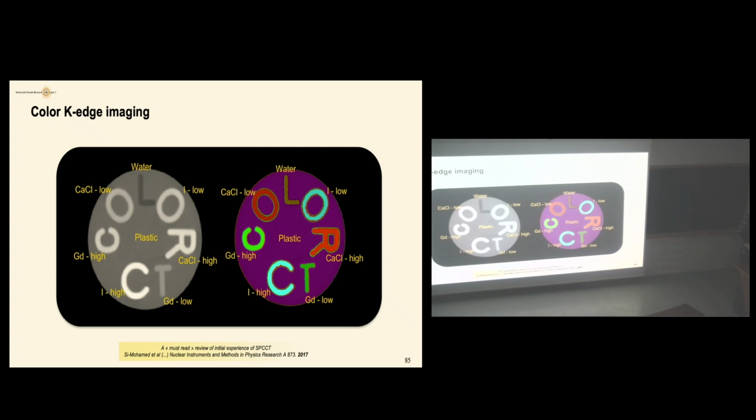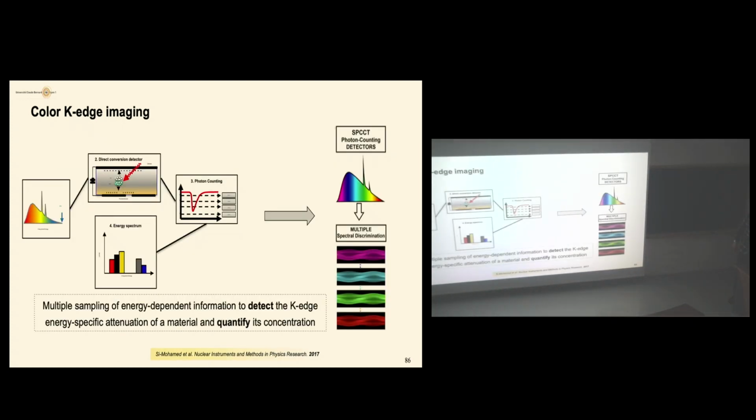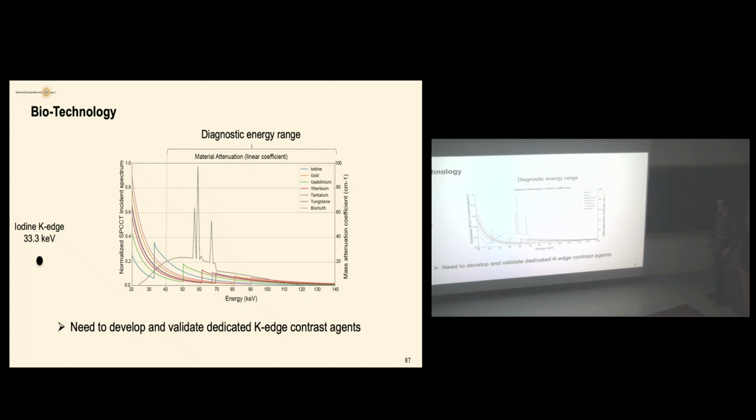So you can think about using different contrast agents within the same voxel. And the problem, and this needs to be understood, is that you need to detect, to have an atom with a K-edge within the X-ray range from 40 to 120 keV or 140 keV.